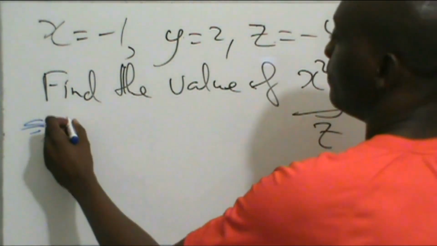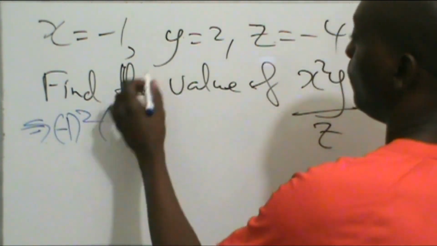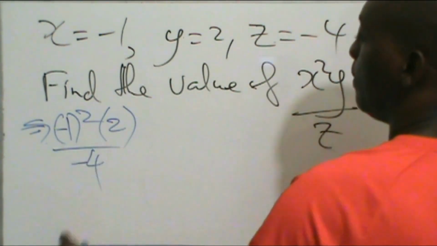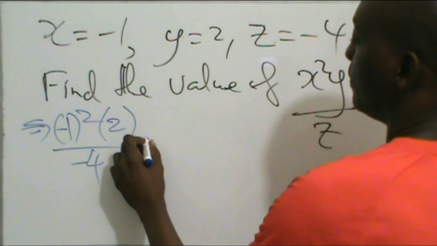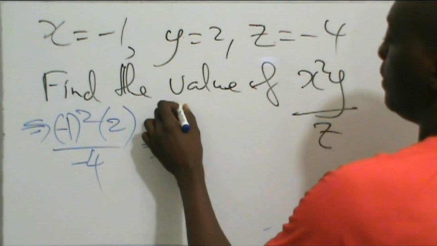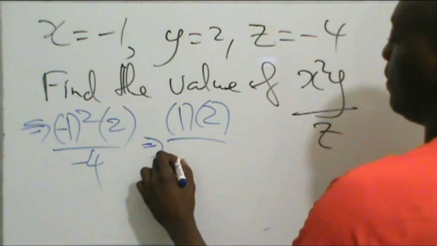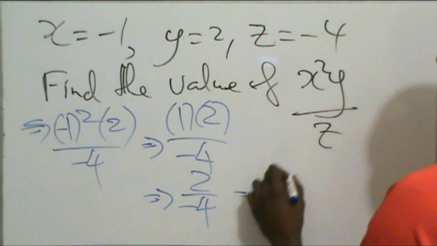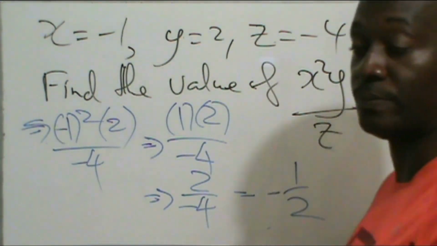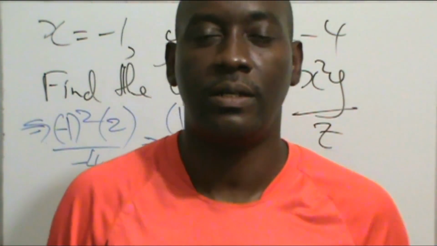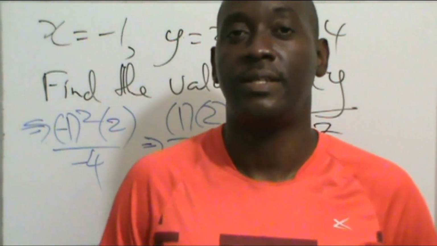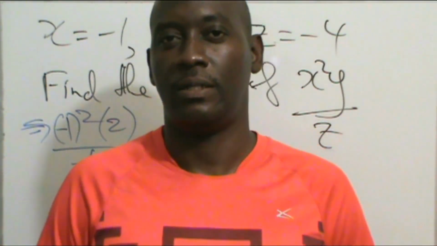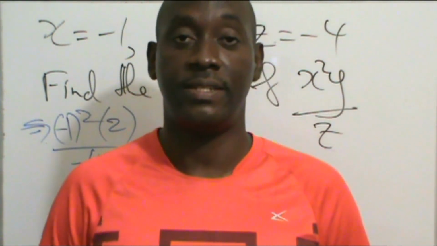X squared y will be minus 1 squared, y is 2, and z would be over minus 4. Which is equal to minus 1 squared, which is still 1, by 2 over minus 4, which is equal to minus 1 over 2. Simple examples, straightforward examples. This is the level of difficulty that you will more than likely get in a CSEC question of this nature.